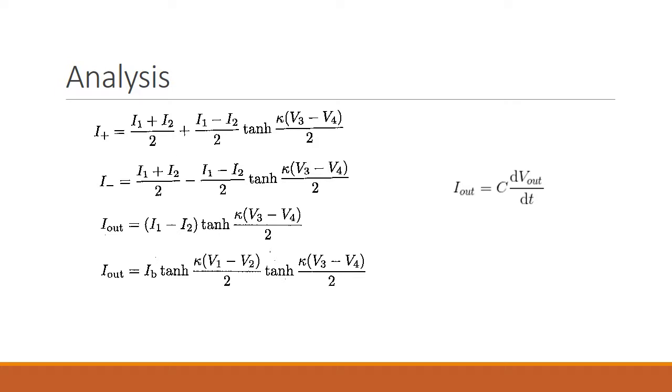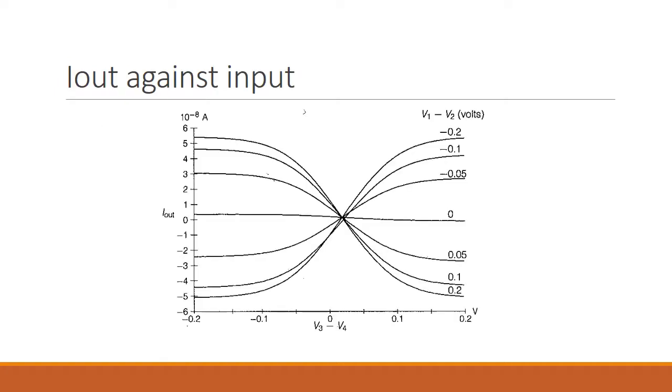The only difference between the Gilbert multiplier explained here and the one in the XCOS file is that the one in the XCOS block would be a floating gate multiplier, wherein all the transistors would have floating gates. Let's graph the output current against the input voltages V3 minus V4 for a family of inputs V1 minus V2.